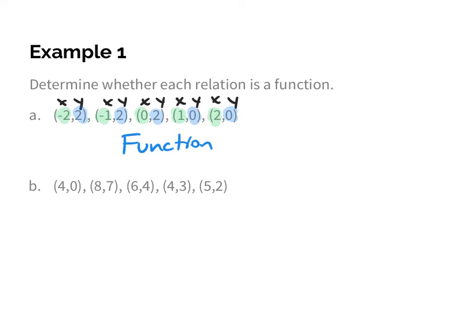If I look at this second example, as you look at the points, you should notice I got 4, 0, and I got 4, 3. That means the number 4 is paired with 0 and paired with 3. That cannot be true. That cannot work. So this one is not a function. In this case, it doesn't matter if I have multiple outputs. What does matter is I cannot have multiple of the same input.